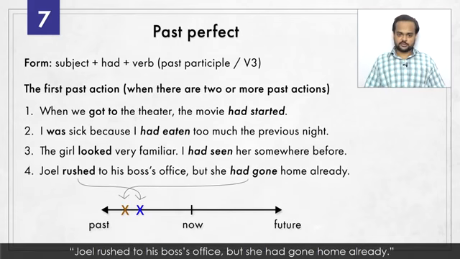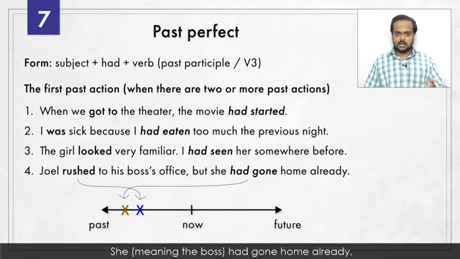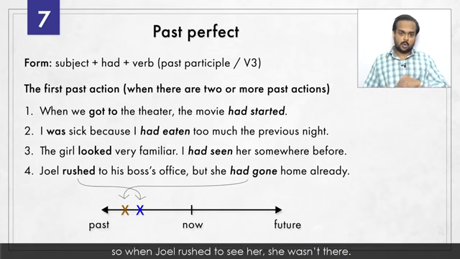Joel rushed to his boss's office, but she had gone home already. She, meaning the boss, had gone home already, so when Joel rushed to see her, she wasn't there.